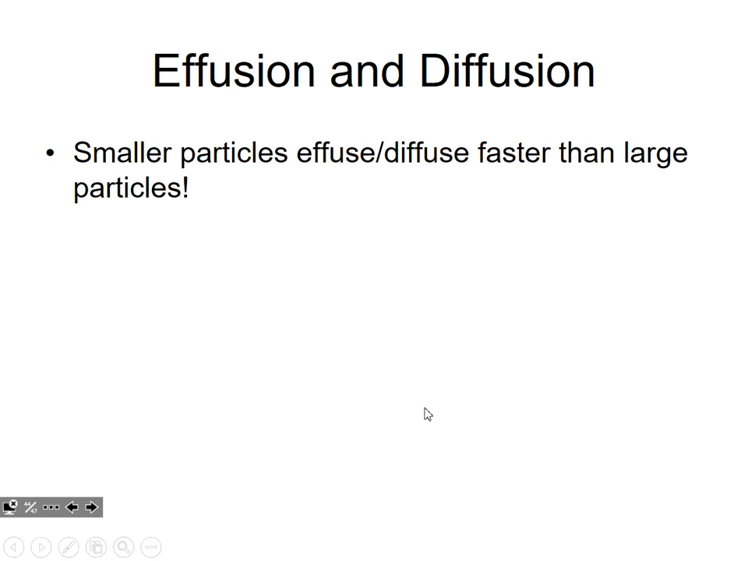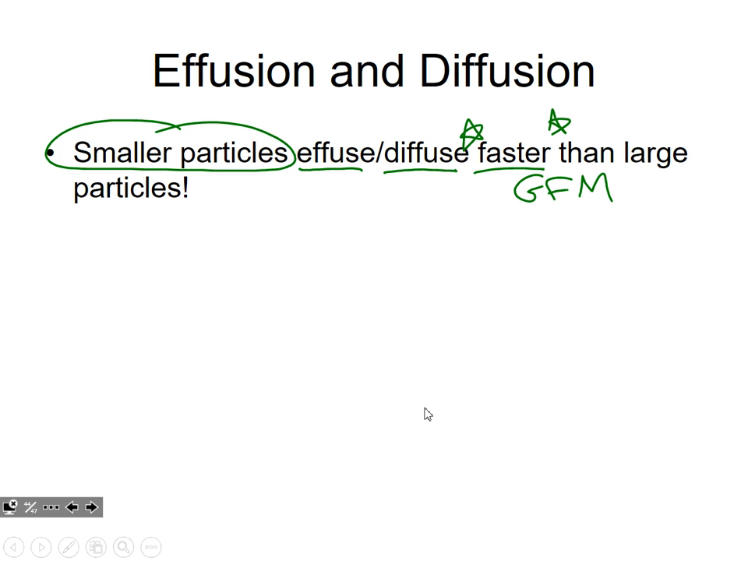And the thing with both effusion and diffusion that we need to know is that smaller particles will both effuse and diffuse faster than large particles. Basically, small things, small gases, will move at a higher velocity, can spread out faster, and can find their way out of the holes faster. Now, as always, we talk about small versus large in terms of GFM. So this is our fastest way to figure out if something is small or big. What is its gram formula mass? Is its GFM small or is its GFM big? And we can use that to compare.